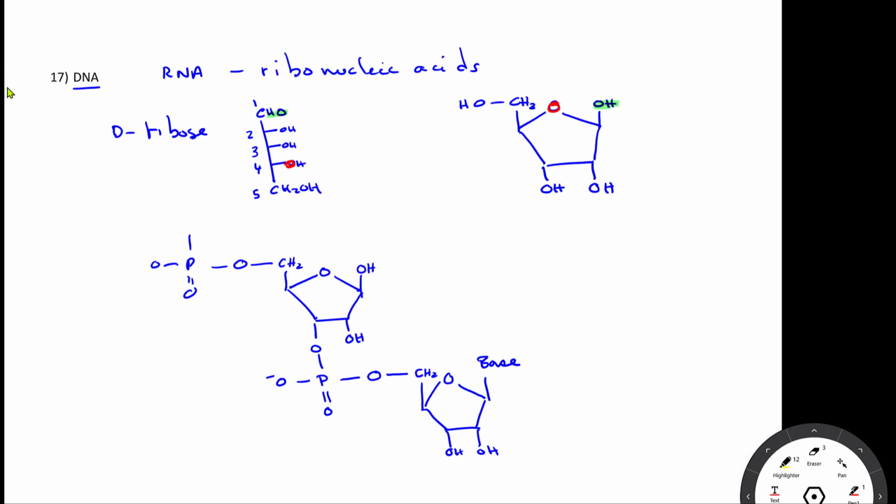Now, let me write base here. That makes more sense. And again, the bases for RNA are adenine, thymine. I'll look it up. I'll tell you in a second. Hang on. Yeah, so it's adenine, guanine, cytosine, and uracil. And DNA contains thymine.